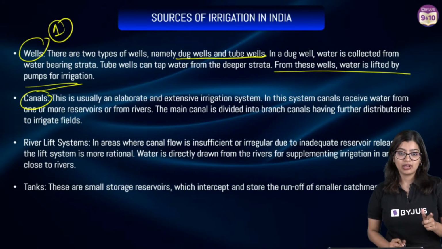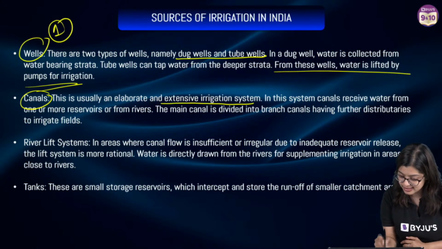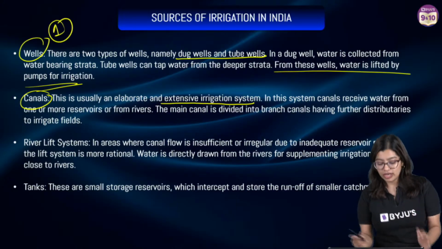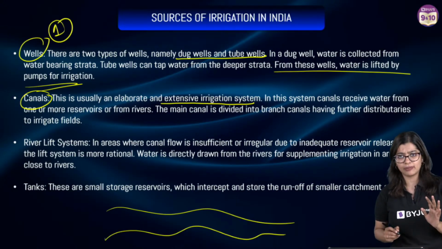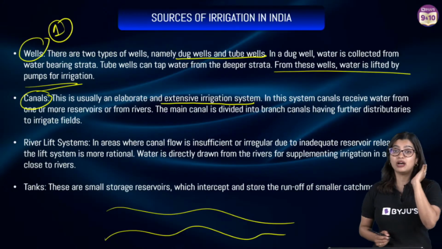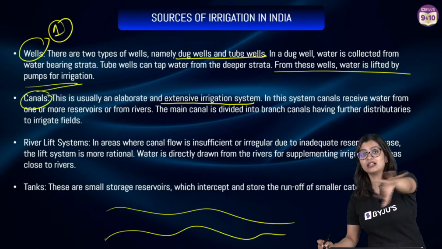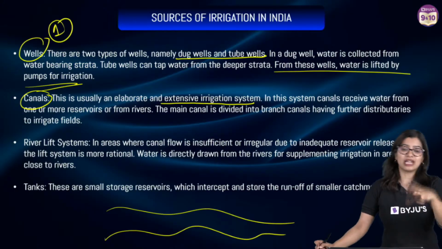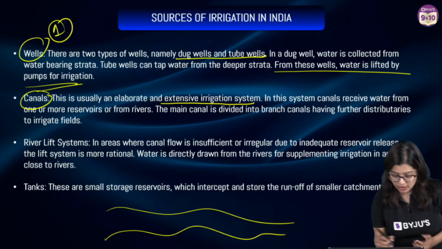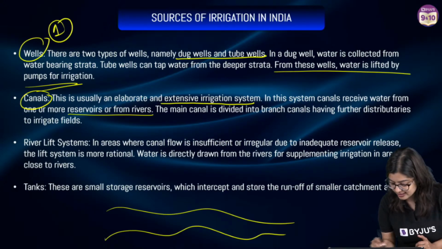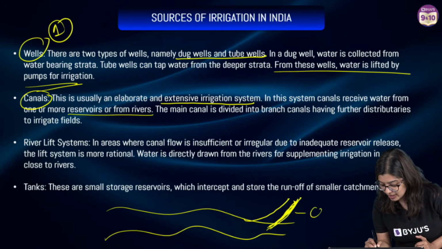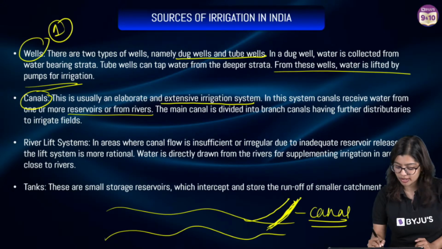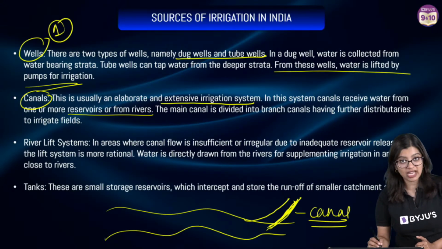Next one is a canal. Now a canal is a more extensive irrigation system, right? Let's say there is a reservoir or a river. What is a reservoir? If a dam is built, then there's a large storage of water, and that is what you call a reservoir. Now let's assume that this is there. You take a diversion, so you take water from this river, and it becomes a canal. Now this could be a main canal.